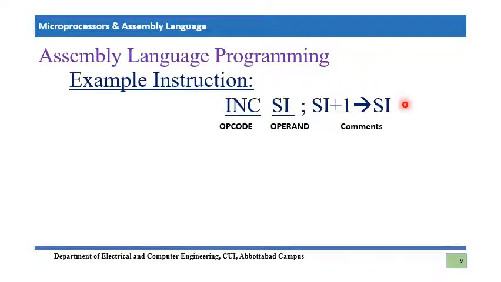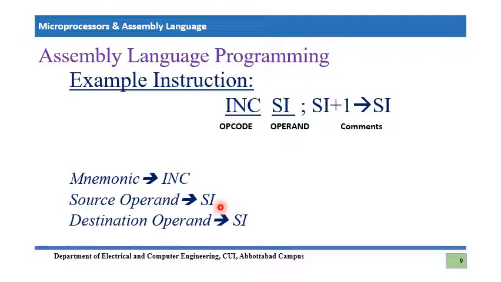That is the operation of this whole instruction: 1 will be added to SI and the result will again be stored into SI. So the mnemonic in this specific example is INC, which stands for increment. The source operand is SI, and the destination is also SI. So it is a kind of unique instruction. We may see some instructions in the instruction set of the 8086 or 8088 microprocessor where there is only one operand, like in this example, increment SI. I hope I have explained the concept.